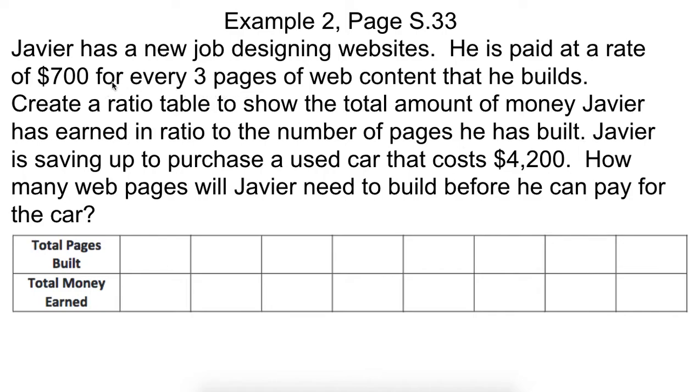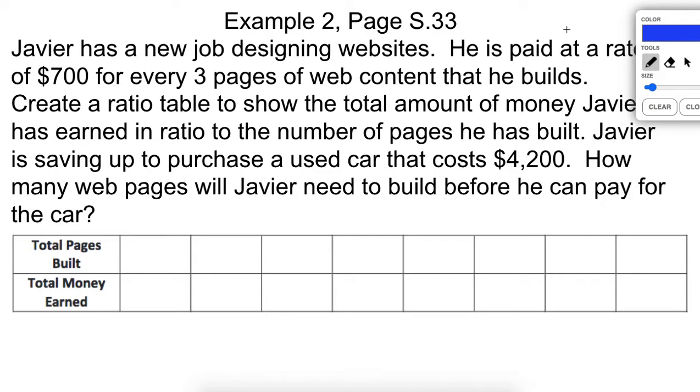So Javier has a new job designing websites. He is paid at a rate of $700 for every 3 pages of web content he builds. Create a ratio table to show the amount of money Javier has earned in the ratio of number of pages he has built. Javier is saving up to purchase a used car that costs $4,200. How many pages must Javier build before he can pay for the car?